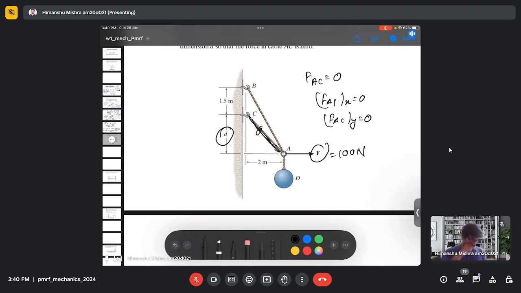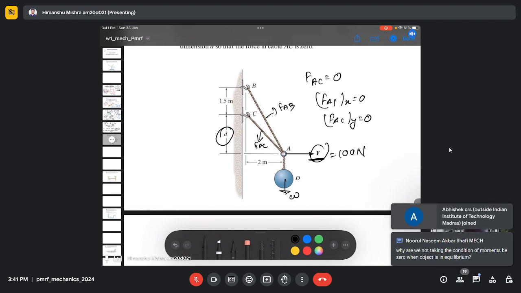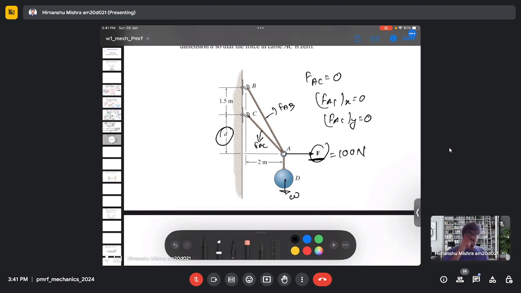So when you do the force balance equation, you consider all the components of forces, like the force due to AB, the force due to AC, this force of 100 Newton, as well as the weight. Now, we will talk about that after some questions, because first we will be solving the question by using the summation of forces. Then we will try to solve a question which also contains the summation of moments.